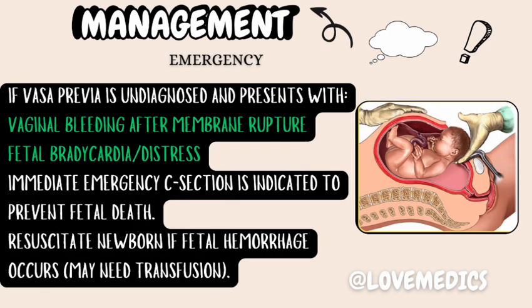Emergency management. If the vasa previa is undiagnosed and presents with vaginal bleeding after membrane rupture, fetal bradycardia or fetal distress, an immediate emergency C-section is indicated to prevent fetal death, and the newborn must be resuscitated if fetal hemorrhage occurs. The newborn may need transfusion also.